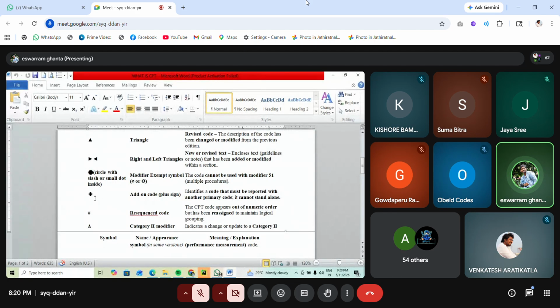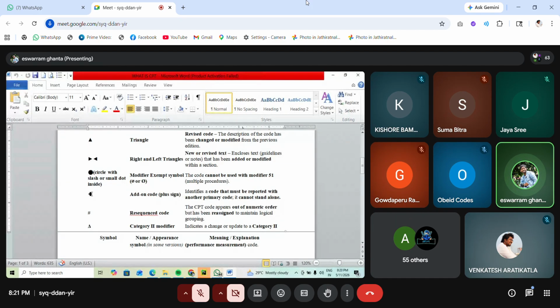Add-on code in the sense, if any procedure is done, along with that any other procedure is also done. If the code description tells that we can use add-on, okay, add-on code identifies a code that must be reported with another primary code. If we use that code, it directs that another code must also be used along with it.